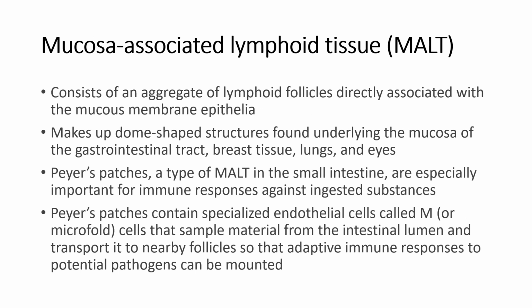Mucosa-associated lymphoid tissue, or MALT, consists of an aggregation of lymphoid follicles directly associated with our mucous membrane epithelia. The MALT makes up dome-shaped structures found underlying the mucosa of the gastrointestinal tract, our breast tissue, our lungs, and our eyes. Peyer's patches, which is a specific type of MALT in the small intestine, are especially important for immune responses against ingested substances, something that's been swallowed.